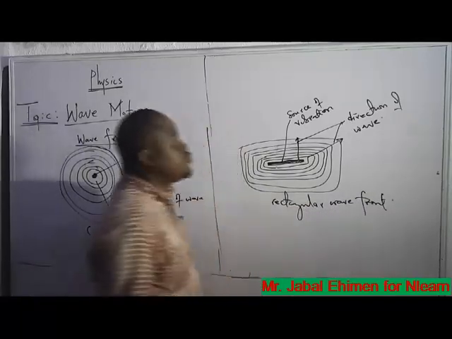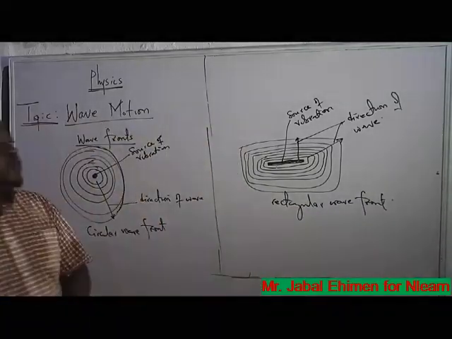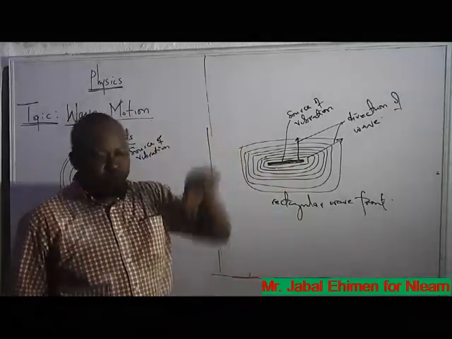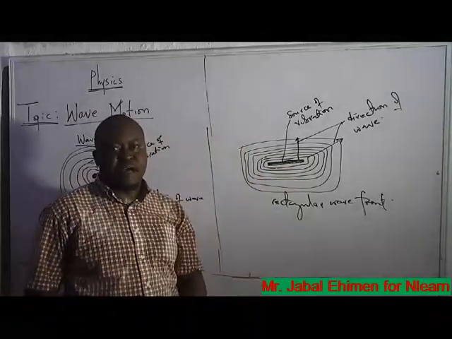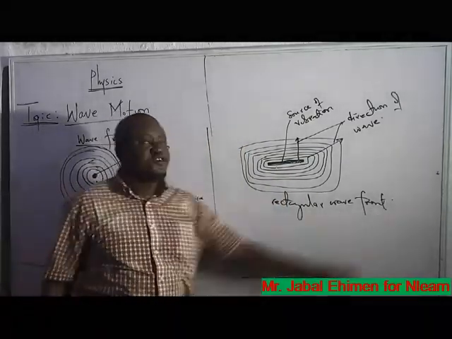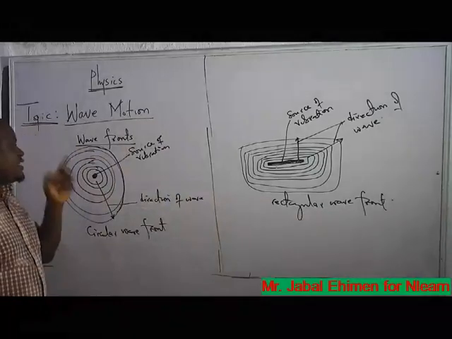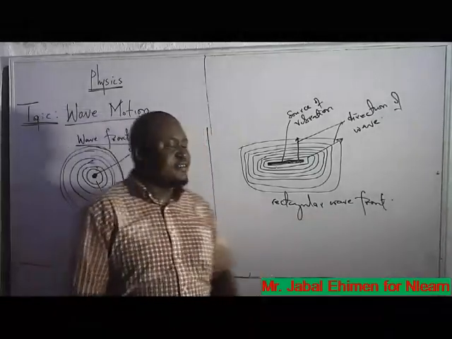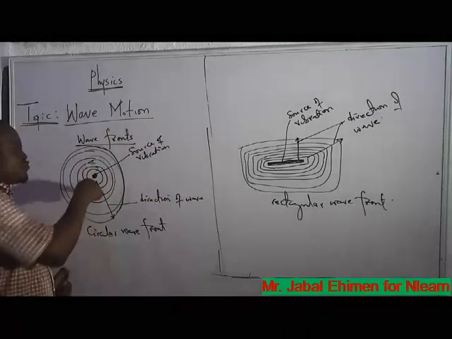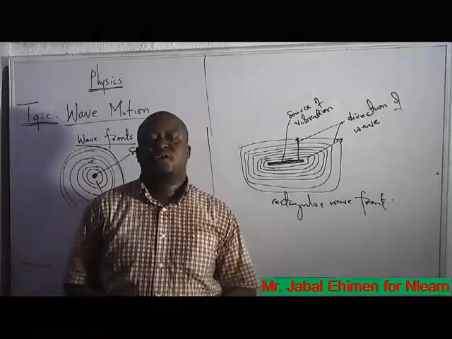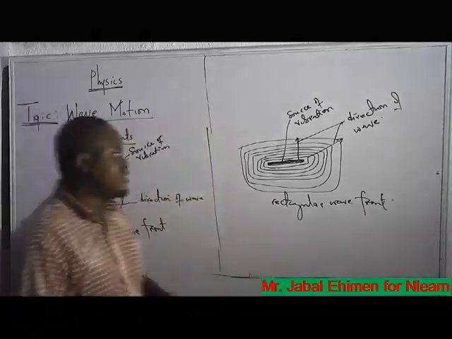If you want to produce a rectangular wavefront, you put a rectangular substance inside a ripple tank or a water bath. It will create a rectangular wavefront. So this is what we call wavefront. The kind of wavefront you obtain is determined by the kind of disturbance you put inside that water or ripple tank. So that is wavefront.